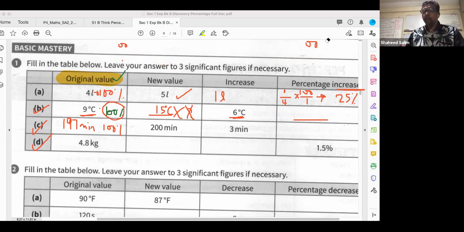If you are not confident to go to the formula straight, you write it down. So what to write down? Okay, what do you know? 197 is 100%. You write that down now. You already have 100% and the number. What's the number? 197.